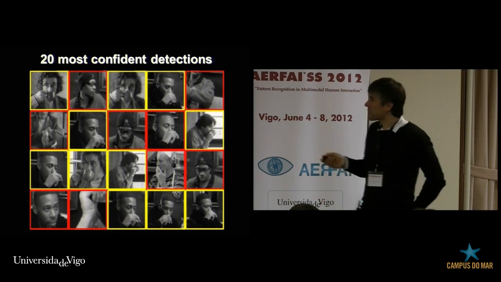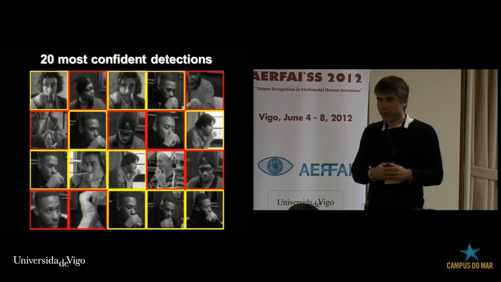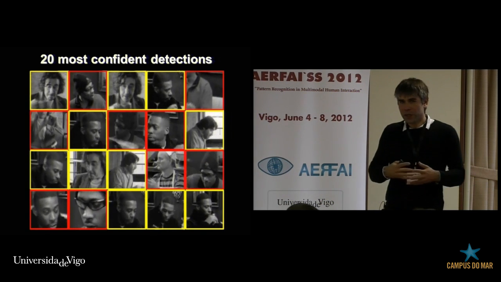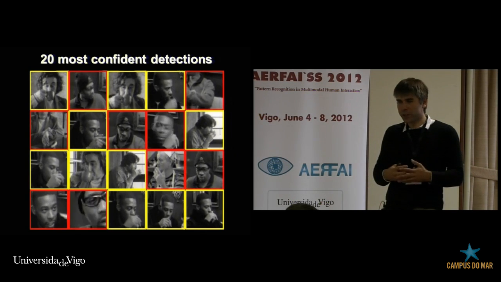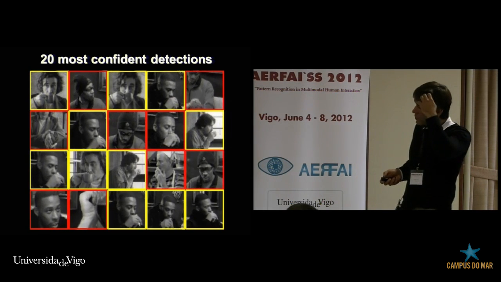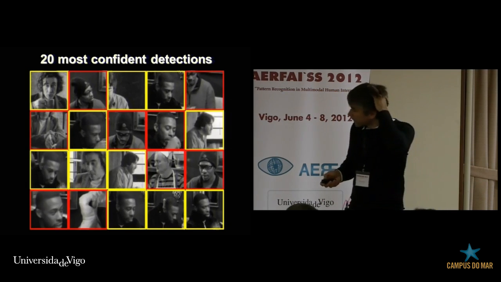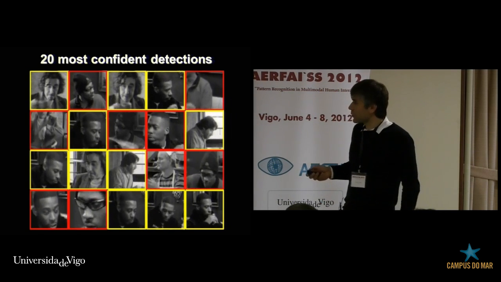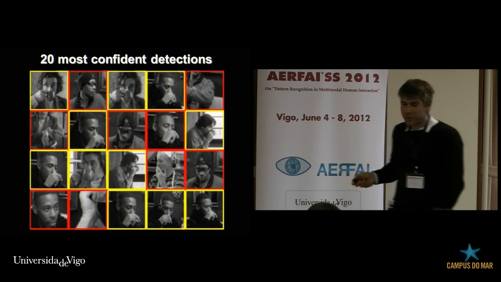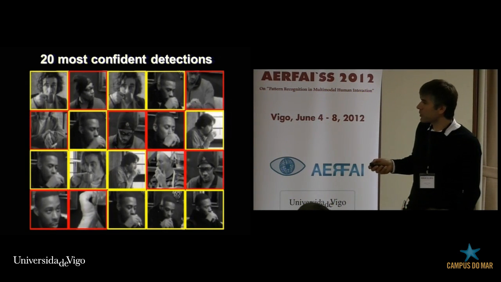So here is a 20. In the detection task, we usually compute precision-recall curves. We take all the detections and score them by confidence, and here are the 20 most confident detections. We see that it's not always as good, because we have many yellows. Yellows are good ones, but there are still quite many false positives.